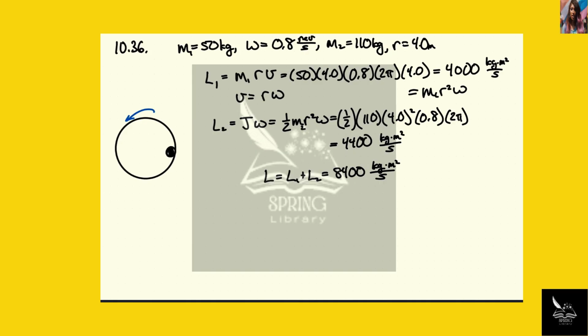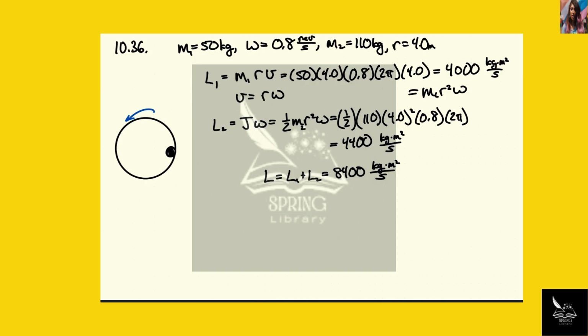Now, for the disk, we have L2 is J omega. J for a uniform disk is 1/2 m r squared. So we have the mass of the disk and we have its radius. So we get 1/2 times 110 times 4 squared times omega, again converted to radians per second. Plugging everything in, we get 4,400 kilogram meter squared per second. Up here we got 4,000.